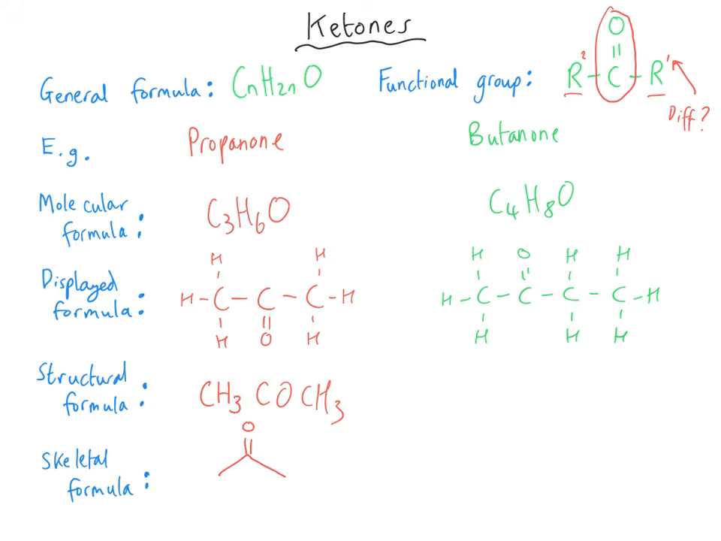For butanone, our other example, C4H8O, the structural formula would be CH3, then CO, then CH2, then CH3. So the chain of 4, like that, in its skeletal formula, and then the double bond shown to the oxygen, like that.